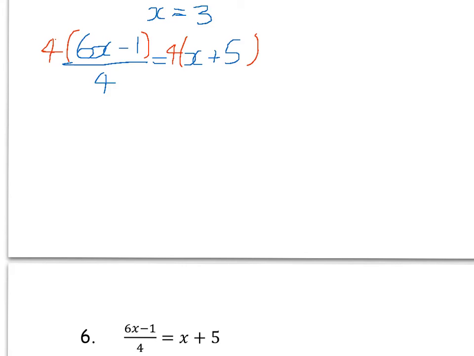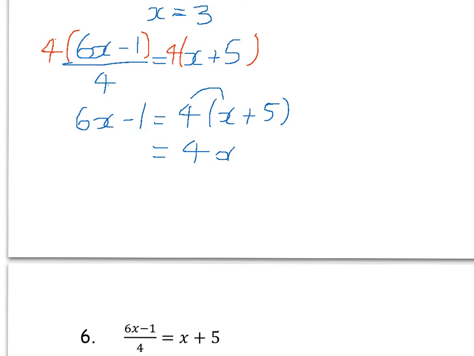So now on the left hand side we've got 4 divided by 4, which is 1, so we're just left with 6x minus 1 on the left hand side. But on the right hand side we've got 4 times x plus 5. Now remember, what we do now is to expand this bracket. And remember, to expand, you do everything inside the bracket multiplied by the number outside the bracket. So we're going to do 4 times x, which is 4x, and 4 times 5, which is 20. So we've got 6x minus 1 equals 4x plus 20.